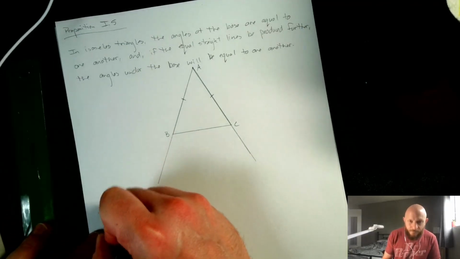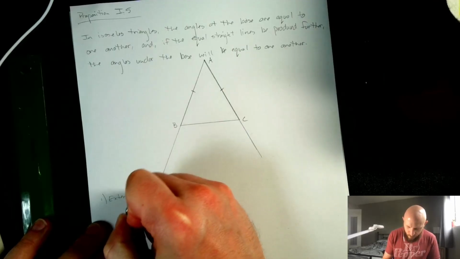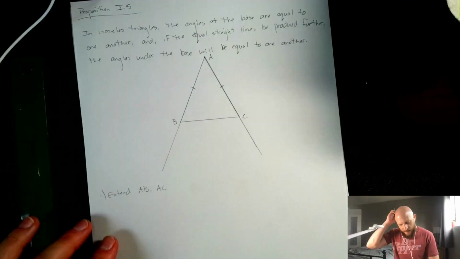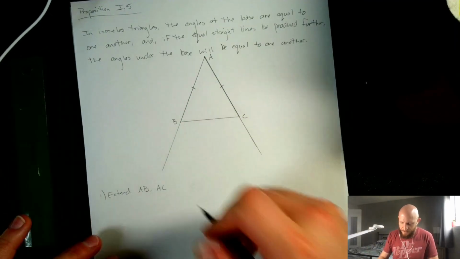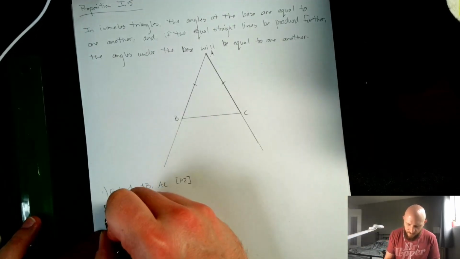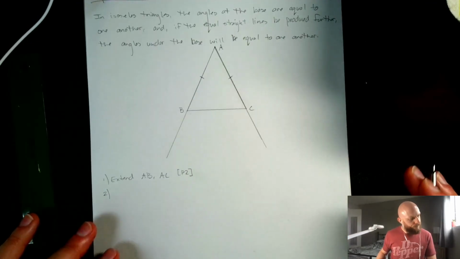So number one, extend AB and AC. And we know we can do that. That's just postulate 2. It says we can always do that. Any line that you're given, you can always make it longer.